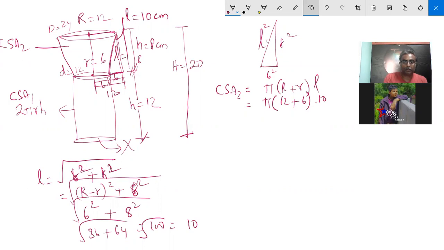The CSA of the cylinder, how much is it? 2 pi r h. It's 2 into pi into r, here r is also 6. H is 12. Okay.